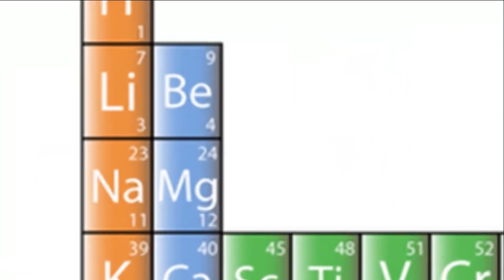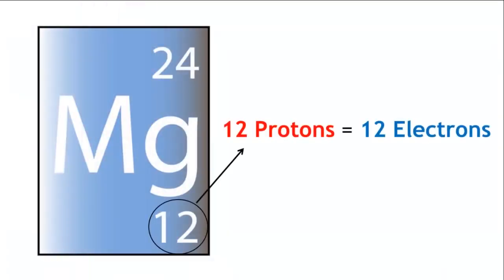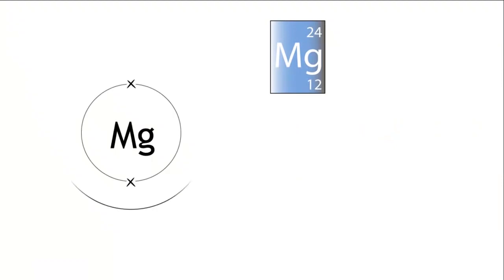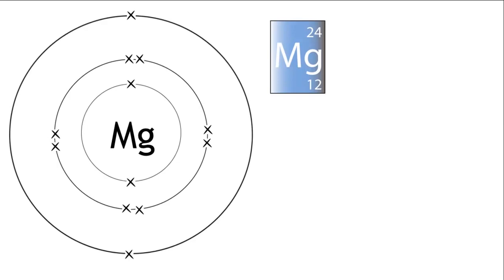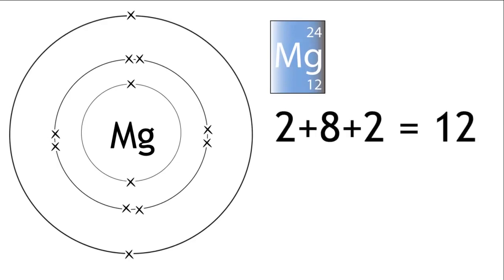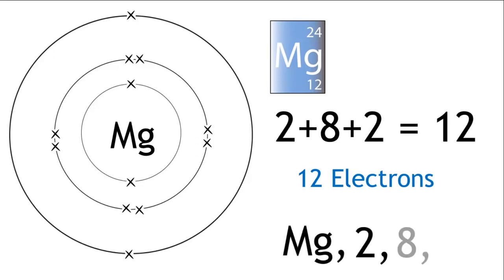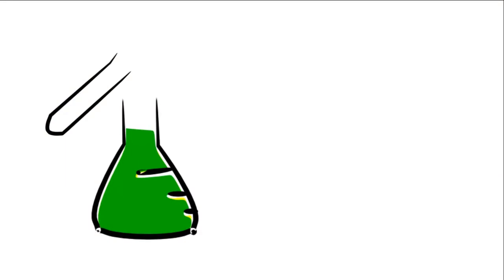Magnesium has 12 protons, therefore it has 12 electrons. The first 2 are placed in the first shell, the next 8 are placed in the second shell, and the last 2 are placed in the third shell. 2 plus 8 plus 2, 12 electrons. This would be written as Mg 2,8,2.